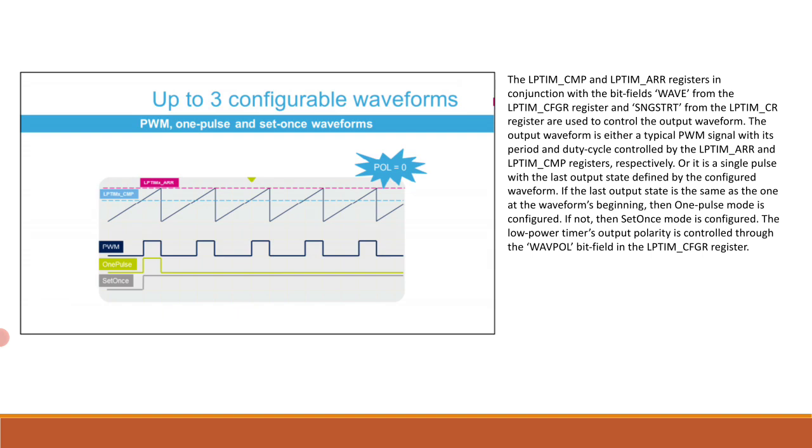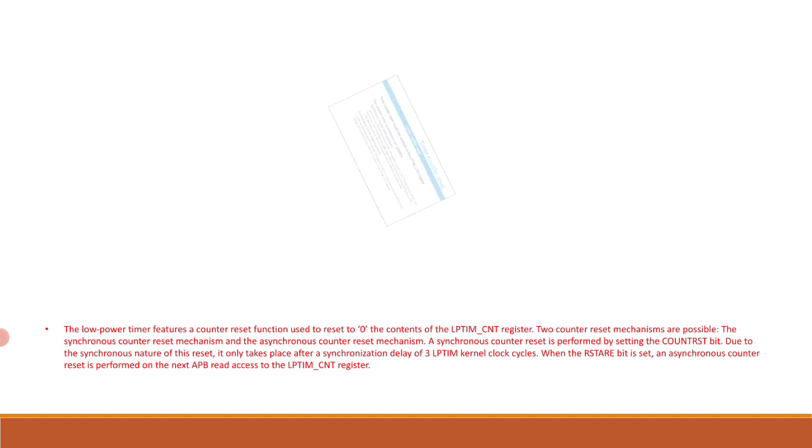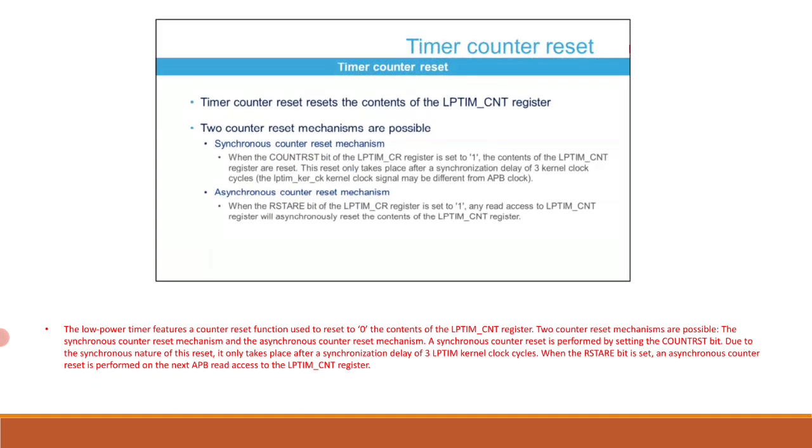Okay, the low power timer's output polarity is controlled through the WAVPOL bit field in LPTIM_CFGR registers. Please go through the data sheet for this. Okay. Then we can have features. LPT features a counter reset function used to reset to 0 the contents of the LPTIM_CNT register.